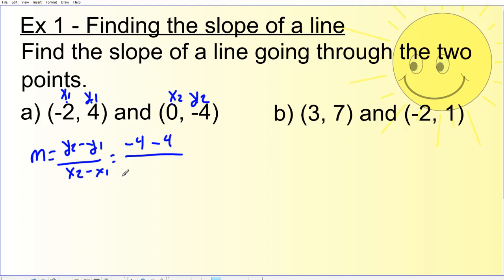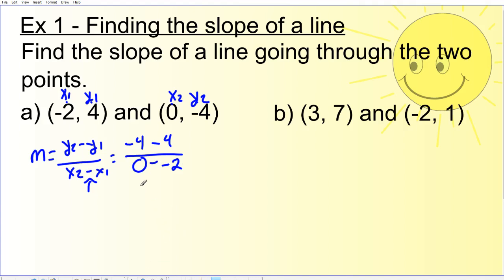Over, now I need my x2 value, which is 0, minus the x1 value, which is negative 2. Notice how I put minus negative 2? The formula has a minus, that's him. But since my number was a negative 2, I had to include the negative as well. So I have 0 minus negative 2.